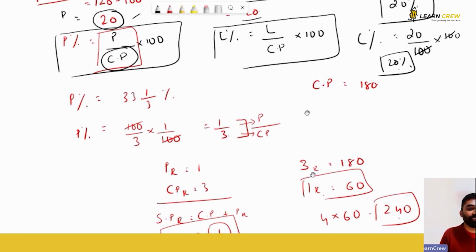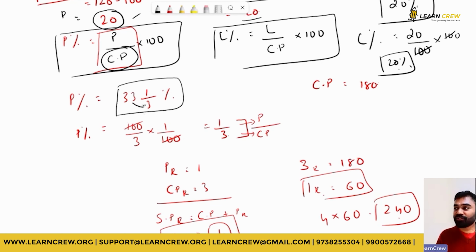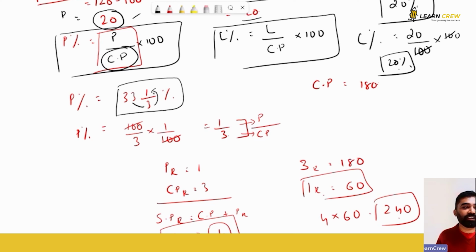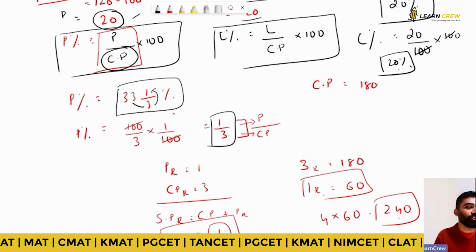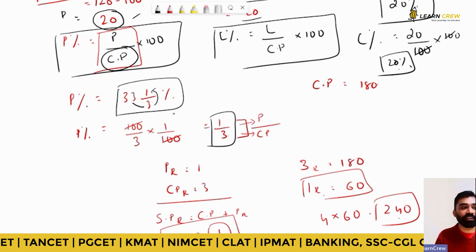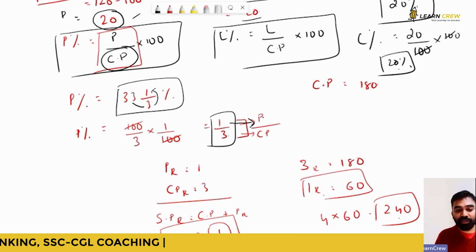Now, if I'm giving the profit percentage to you, something like 33 1 divided by 3, how do you convert it into a fractional value? 33 into 3 is going to be 99. This is going to be 100 divided by 3 into 1 divided by 100 will give you the fractional value. Yes. So this is the fractional value. So profit percentage is nothing but profit divided by cost price. So the numerator is profit and the denominator is the cost price ratio.